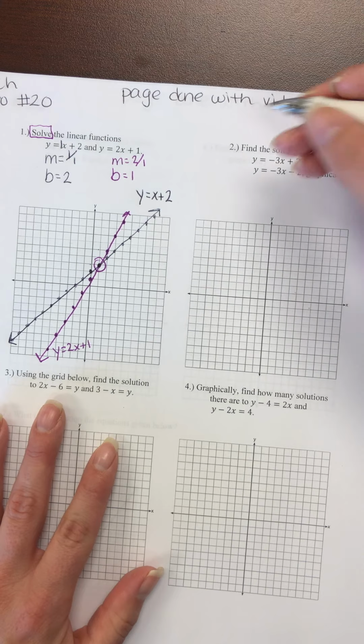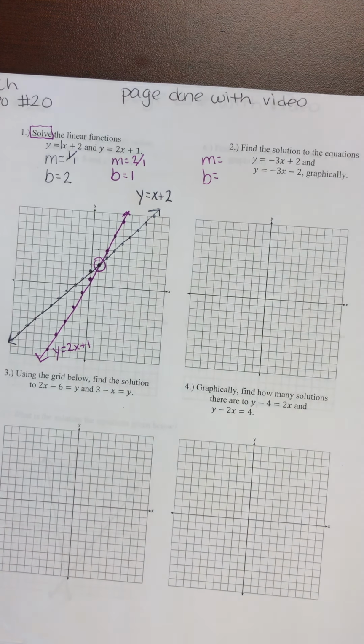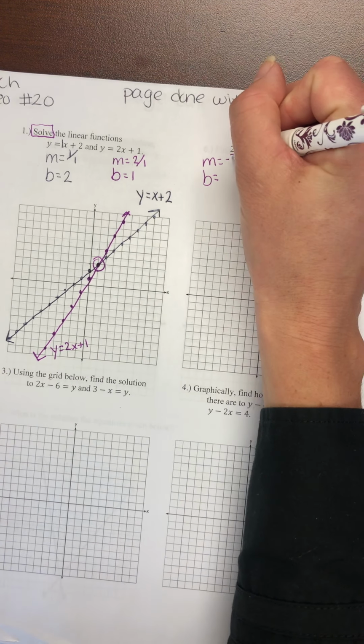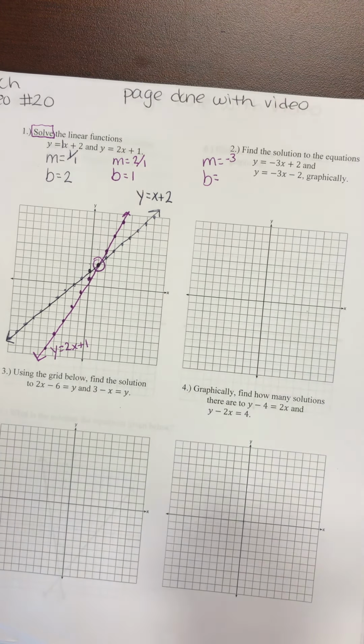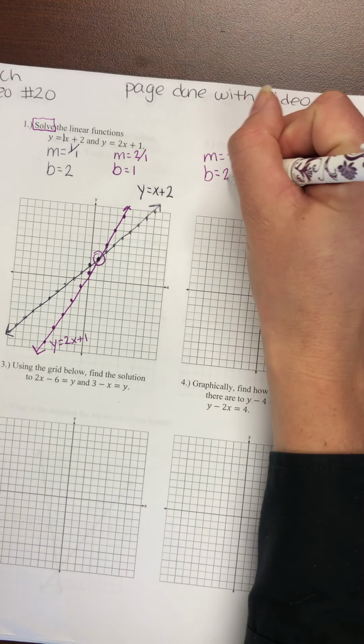So I'm going to start the same way. I'm going to pull out my m value and my b value of that first line. My m is always in front of x, so m is negative 3. I put that over 1 to make it into a fraction. My b value is positive 2.